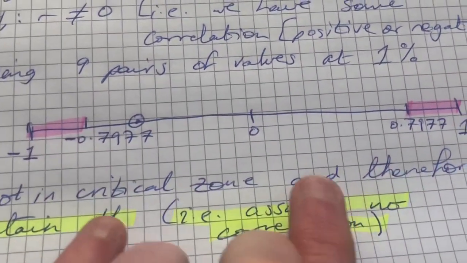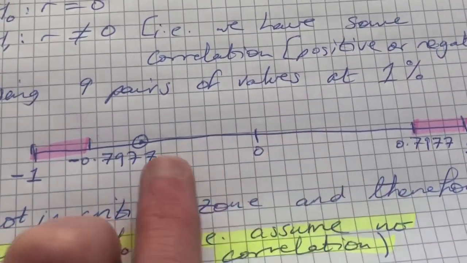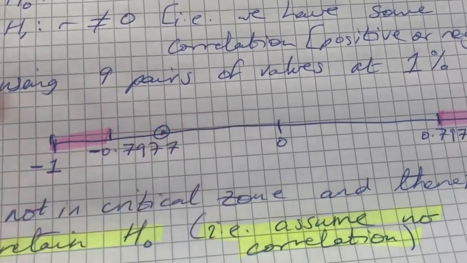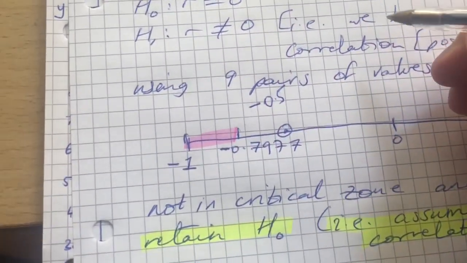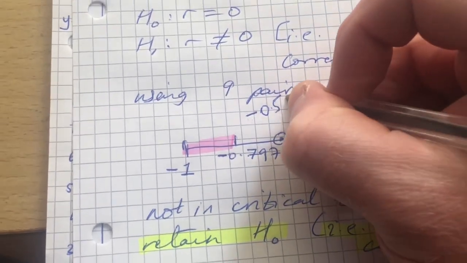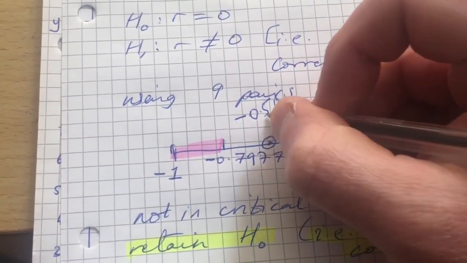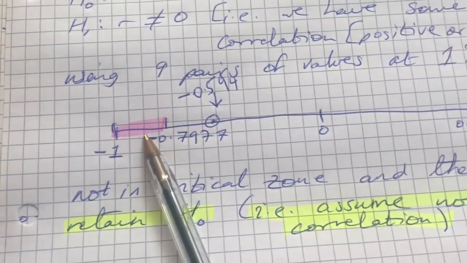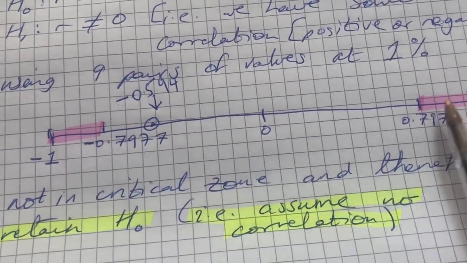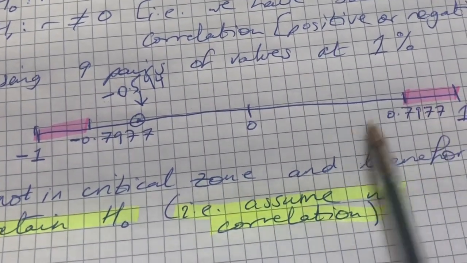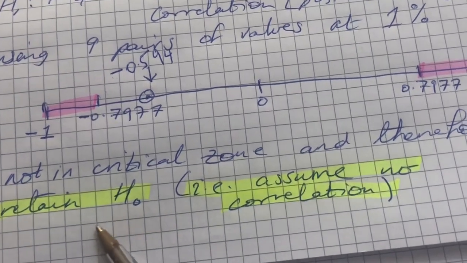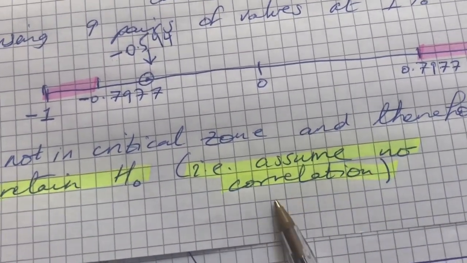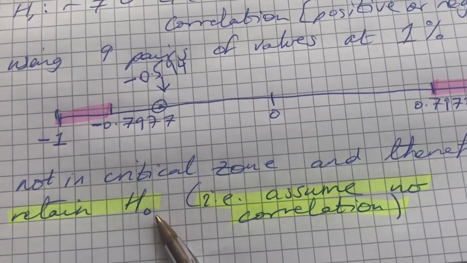And still, we're not in the critical zone here because our point is there roughly, let's say, at minus 0.5-ish. Minus 0.594 it was. And that's not small enough to be in that critical zone, and certainly it's not big enough to be in that part of the critical zone. So again, we're not in the critical zone, so we hold on to the fact that we have no correlation, and that we hold on to the null hypothesis.